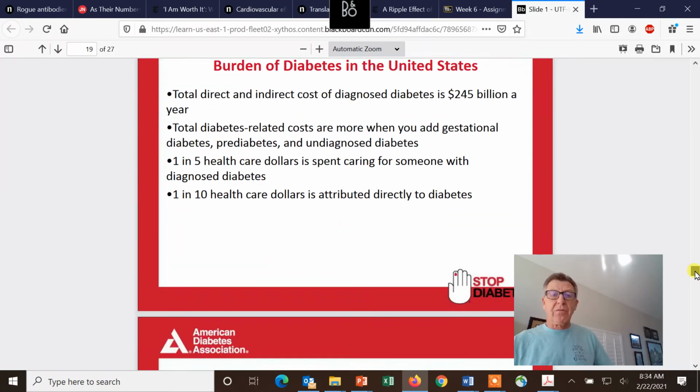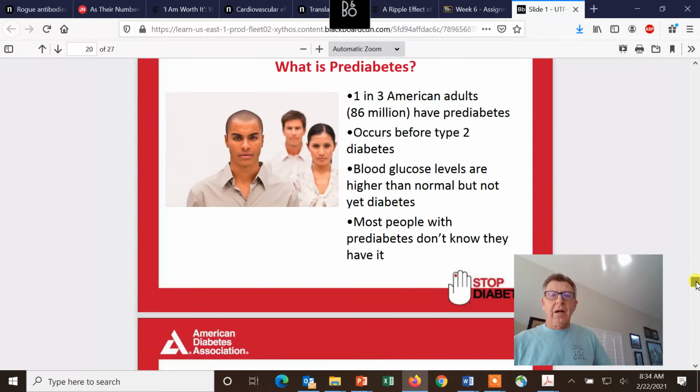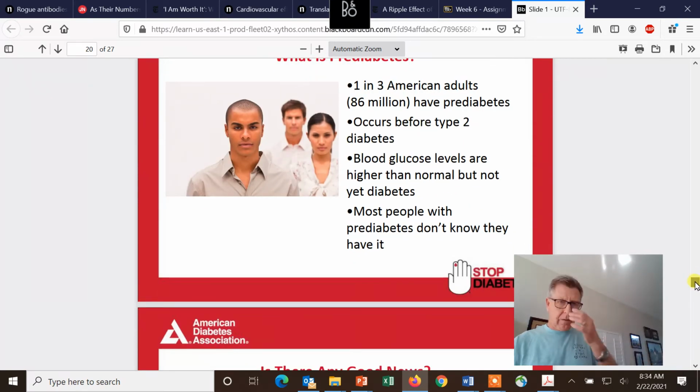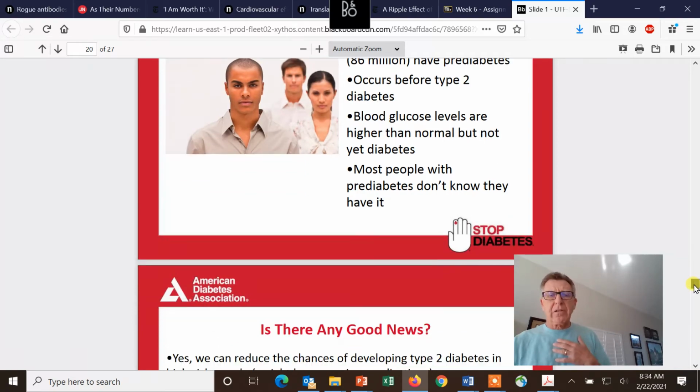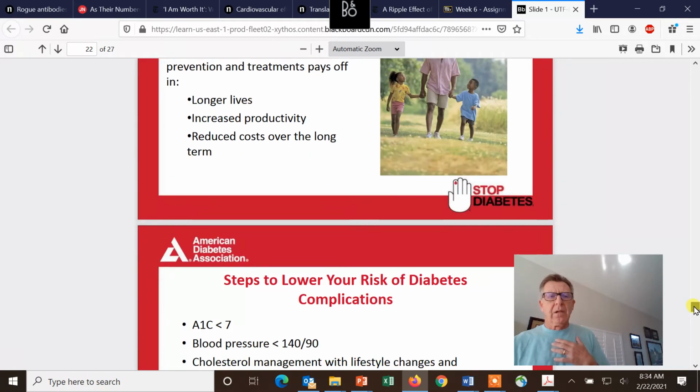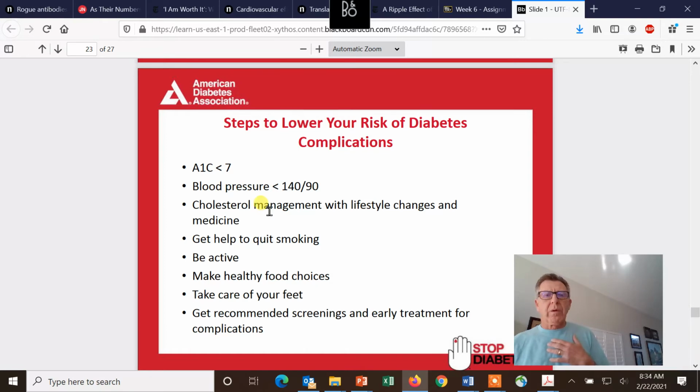All right, so big burden for you individually, and big burden for us as a society as well, if we look at the amount of money that's spent on diabetes. Pre-diabetics, you're right there. There's different ways of monitoring your diabetes. Right here, we do not want you to have high blood pressure. That's another symptom of diabetes.